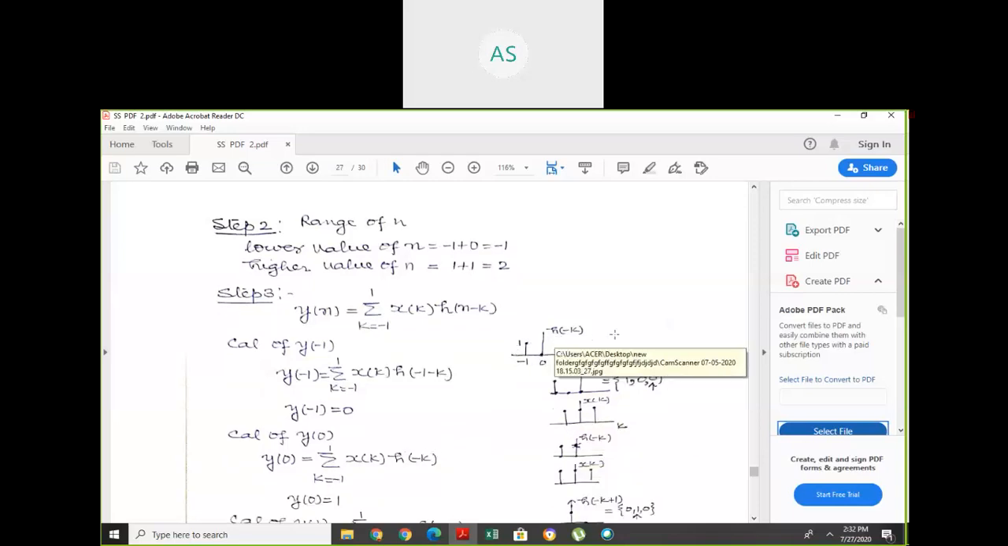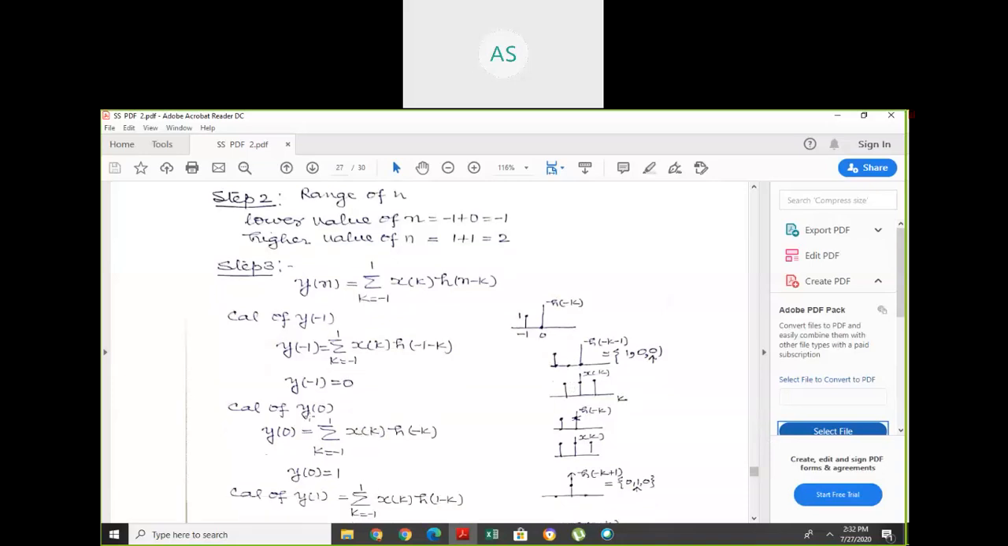Here h of minus k is this, the mirror image of h of k, and if we shift this signal towards the right, we get h of minus 1 minus k, this. And if this is multiplied by x of k, we get 0, because 0 is multiplied by 1, and here 0 is multiplied by 1, so we get the value of y of minus 1 is 0.